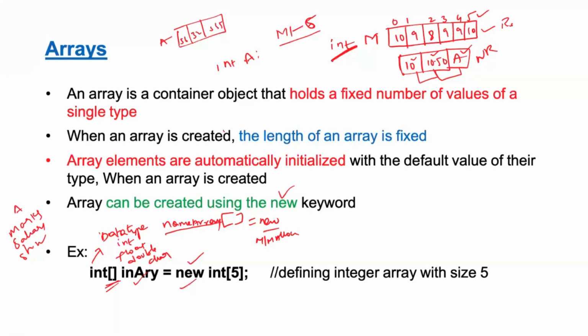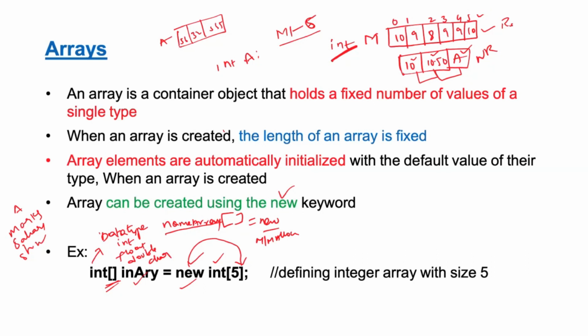Next, int is again the data type. I told you, right, this new keyword should know what size should be allocated. I'm giving the size here as 5. These 5 elements of integer type will be created with this particular name. If you give 50, then 50 will be created. Whatever size you want, you can give here.